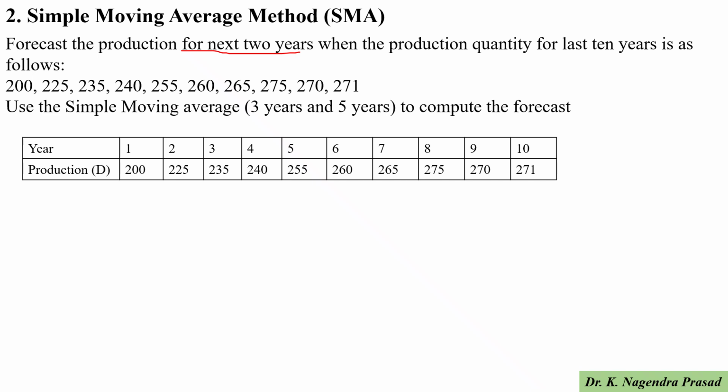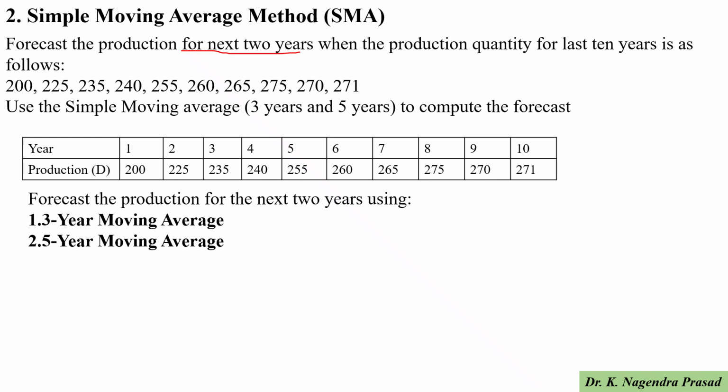Here the given data is year-wise actual production or actual demand for 10 years. Then you have to calculate the next 2 years, so the 11th year and the 12th year forecast demand values. For this, I have to use the 3-year moving average and 5-year moving average.